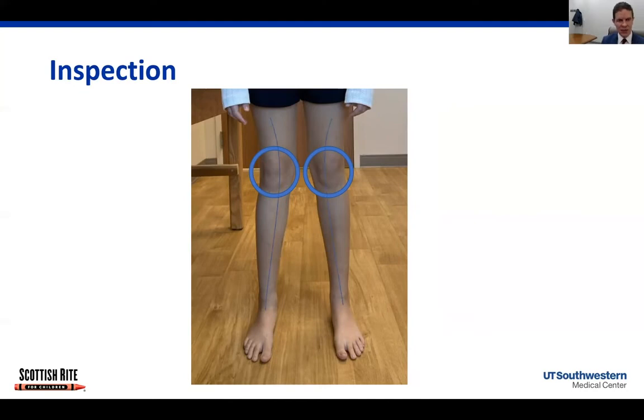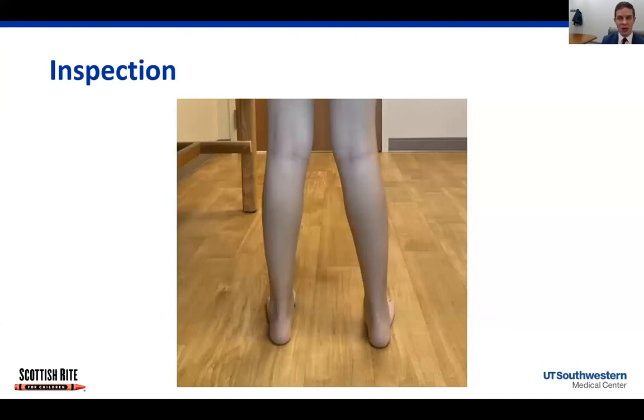And the second thing, as you can see with these lines drawn, is there any type of curvature to their lower extremities, which may play a role in their pain or may have been a contributing factor to their actual injury. And then I'll have them turn around. I'll look at them from the posterior aspect as well.